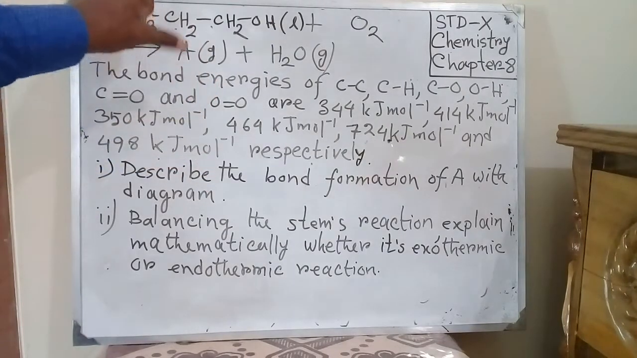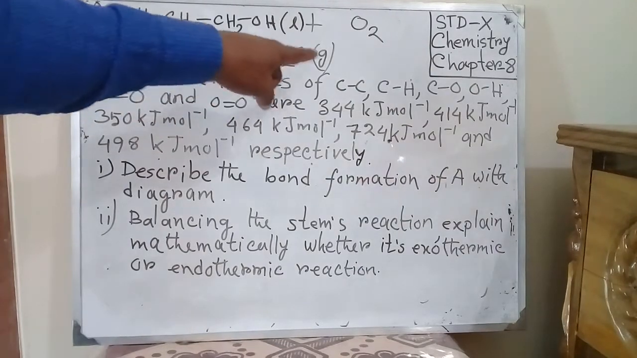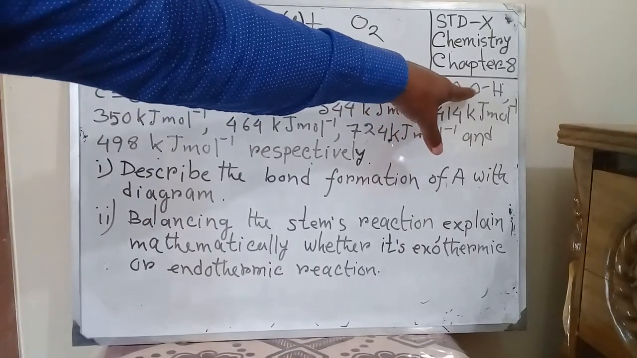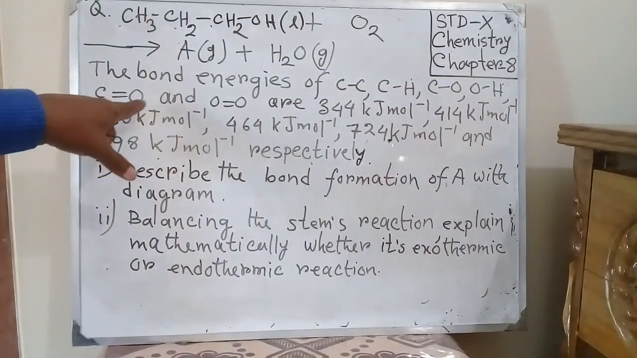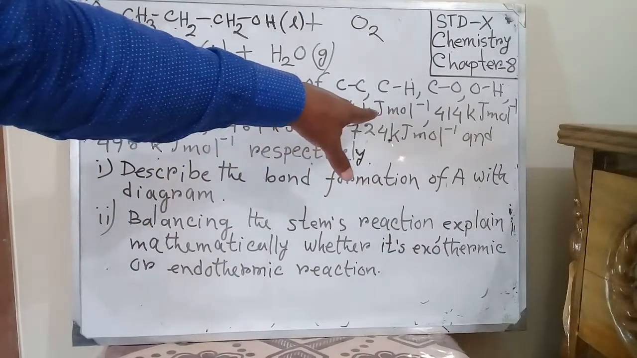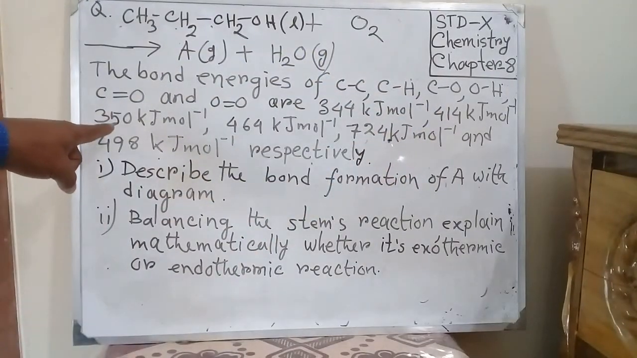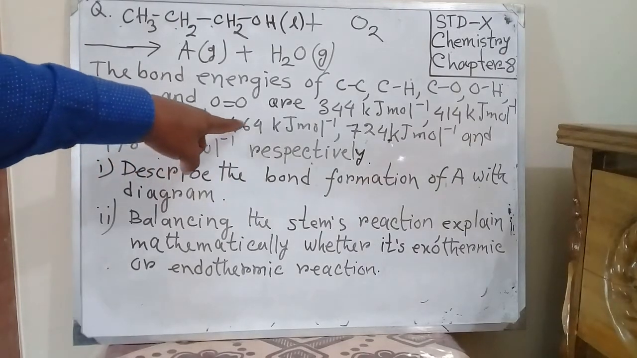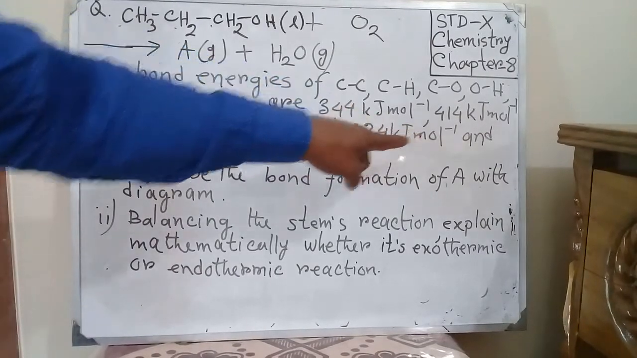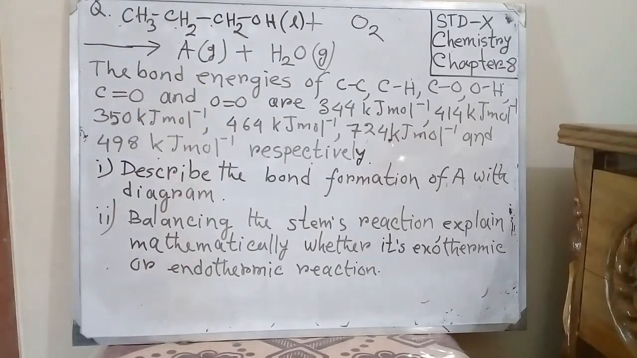Then some information related to the reaction. What is the information? The bond energies of carbon-carbon, carbon-hydrogen, carbon-oxygen, oxygen-hydrogen, carbon-oxygen and oxygen-oxygen are 344 kilojoule per mole, 414 kilojoule per mole, 350 kilojoule per mole, 464 kilojoule per mole, 724 kilojoule per mole and 498 kilojoule per mole respectively.